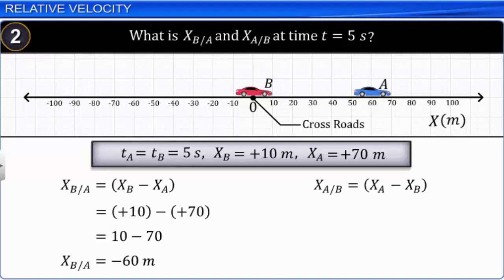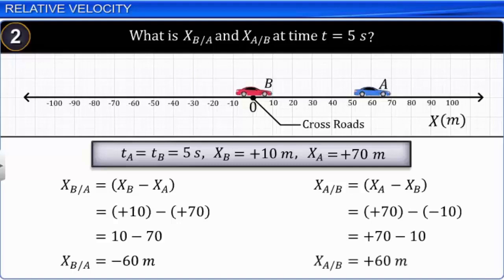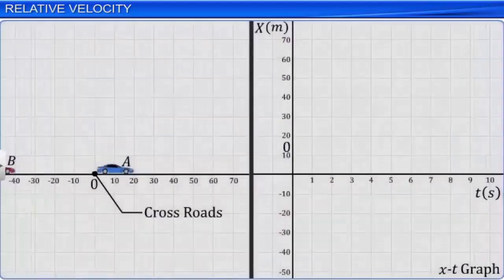We observed that XB by A and XA by B are same in magnitude. This implies that the distance between the two cars remains constant irrespective of time elapsed from the first observation.